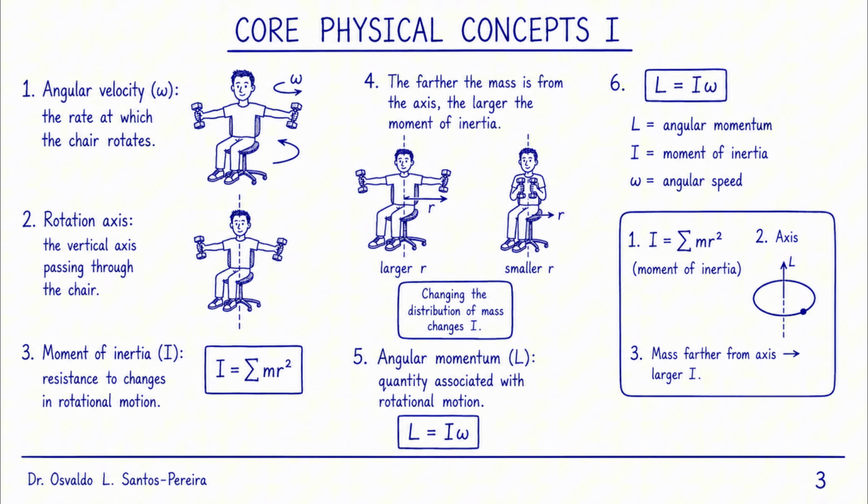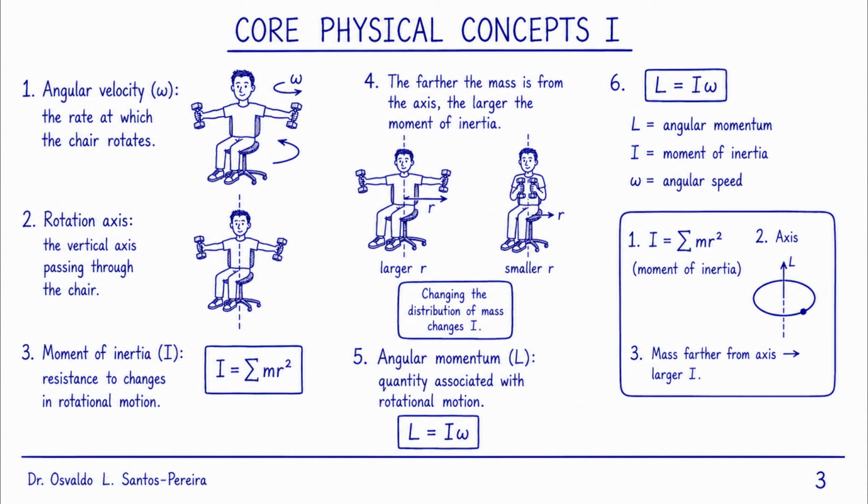To better understand the result, we need to distinguish several physical quantities. Angular velocity describes how rapidly the chair rotates. Its direction is associated with the axis of rotation, which in this situation is the vertical line passing through the person and the chair. The moment of inertia depends on both the amount of mass and its distance from the rotation axis. Mass located farther from the axis contributes much more strongly to the moment of inertia than mass located close to it. For this reason, the same person and the same dumbbells can produce different moments of inertia depending on the position of the arms.